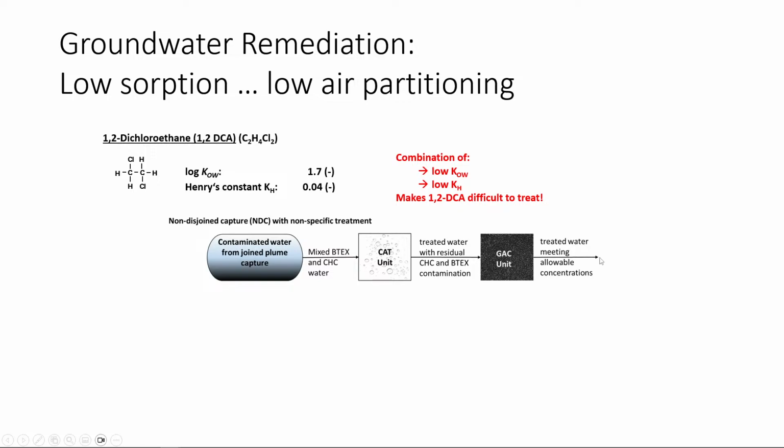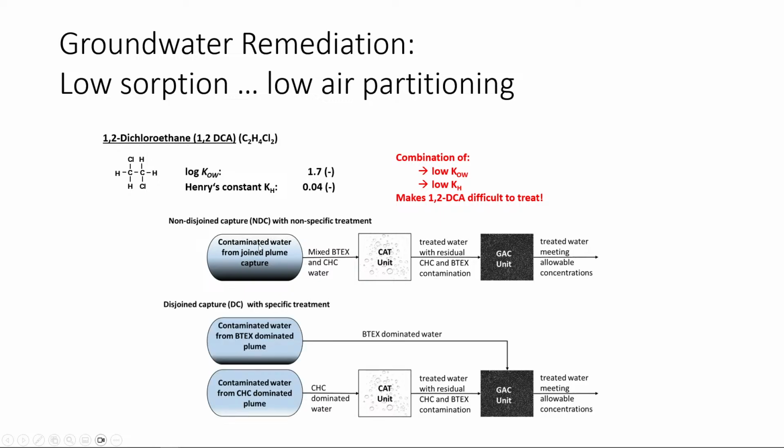That is business as usual, but our idea was now: we capture the chlorinated hydrocarbon separately and treat it through the CAT unit, and the PTEX hydrocarbon we treat directly with the granular activated carbon, and this will save some cost. So our hypothesis is that this option will save some cost versus this one. Okay, so how to do this?